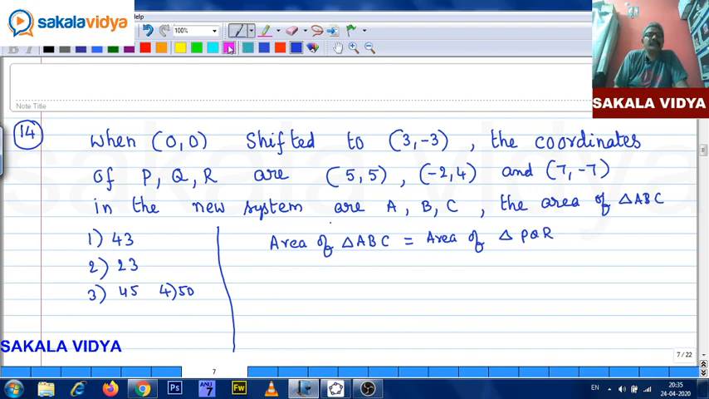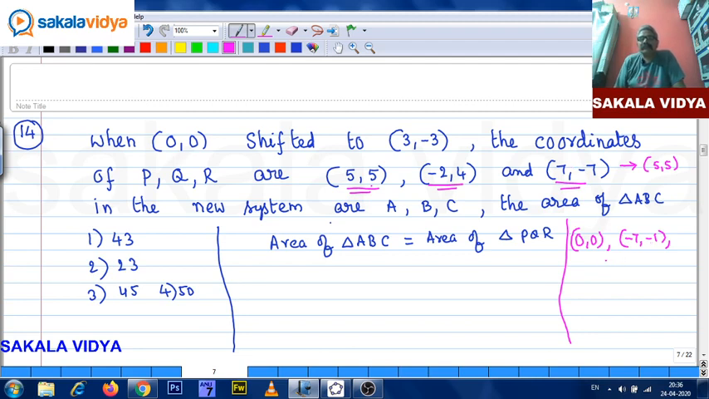Here I will explain one shortcut method. In order to find the area of the triangle, from all the points, the P point, Q point and R point, subtract 5 comma 5. Subtracting 5 comma 5 from 5 comma 5, that point becomes 0 comma 0. That means one of the vertices becomes the origin. Next, minus 2 comma 4 minus 5 comma 5 gives minus 7 comma minus 1. Now this point becomes 7 minus 5, 2 comma minus 12.